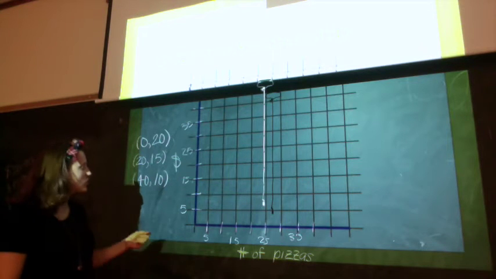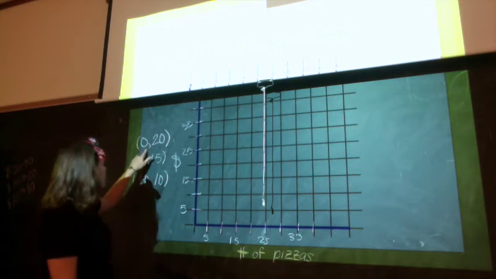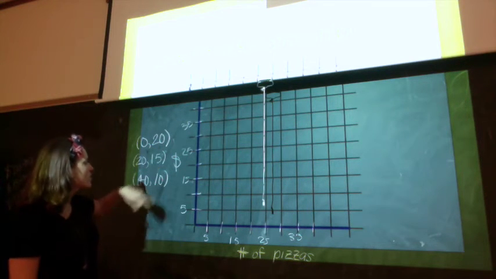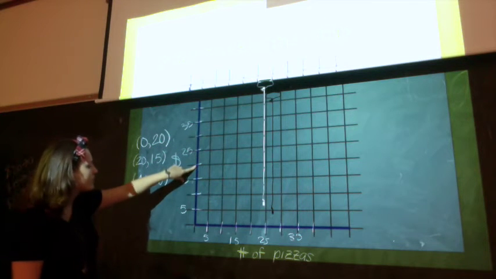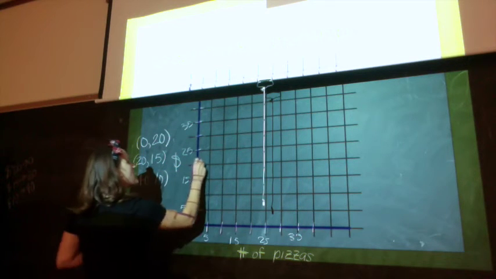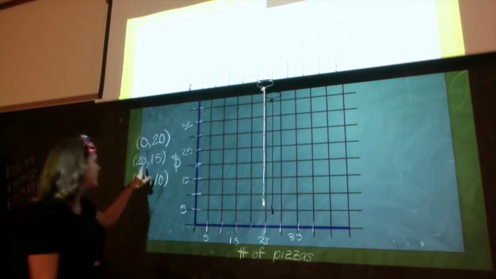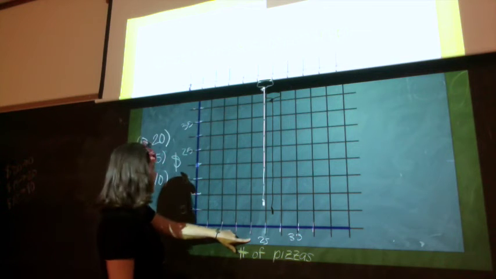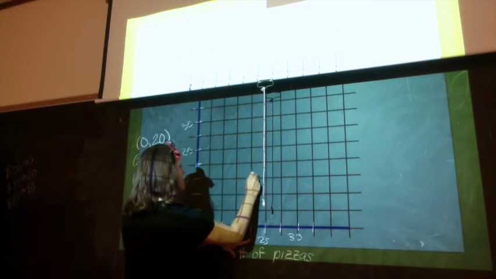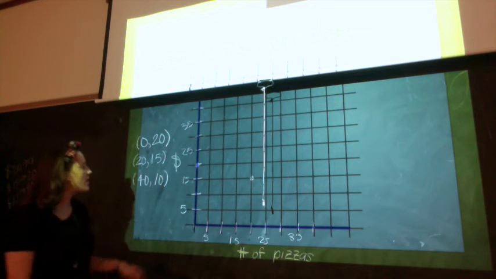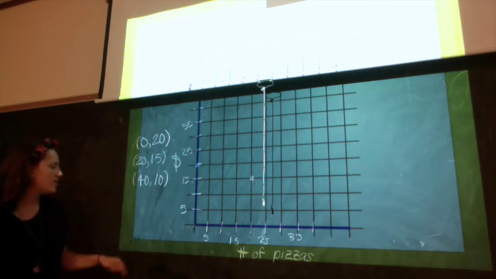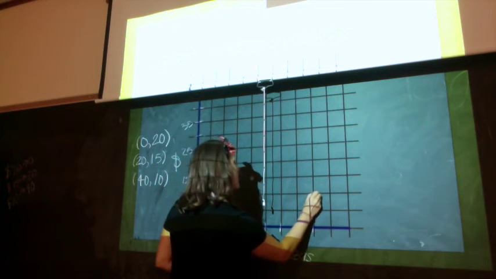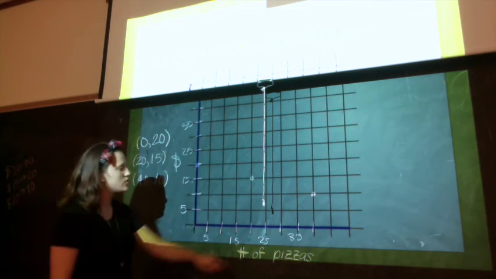So now all we have to do is plot these points. So first here we have 0 pizzas sold at $20. So we find $20 on our graph and find 0 on the x-axis, and we plot that point. Next we have 20, 15. So we find 20 on our x-axis right here and 15 on our y-axis, and we plot that point. Then we plot our final point, 40, 10. We find 40 on our x-axis and 10 on our y-axis, and that brings us to right there.